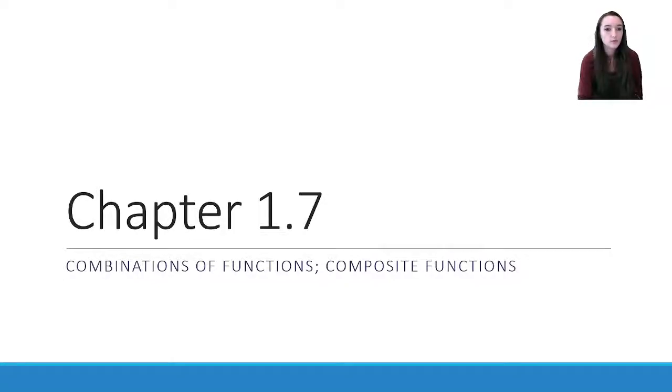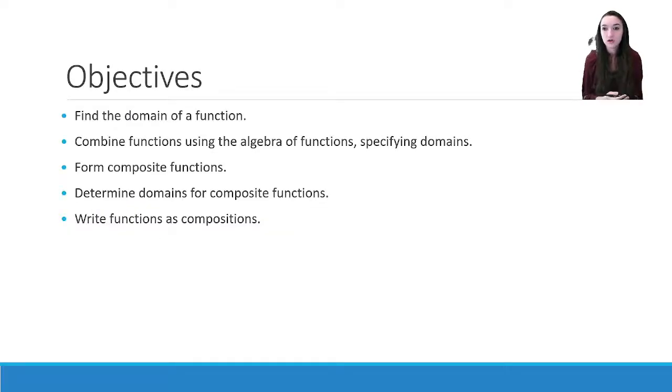Chapter 1.7, Combinations of Functions and Composite Functions. So in this chapter, we will talk about finding the domain of a function given its equation, combining functions using various algebraic operations, and forming composite functions as well as the properties of those types of functions.